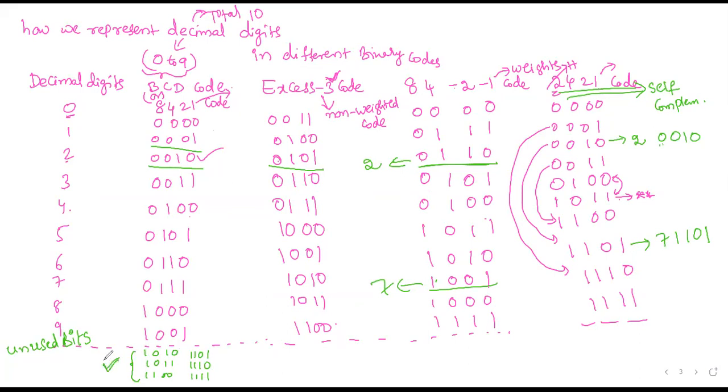Okay, remember this, it will be useful in unit 2. In XS3 code, what are the unused numbers? We are not using the first 3 combinations: 0000, 0001, 0010. We are not using this. And later 1101, 1110, 1111, we are not using. These are the unused combinations in XS3 code. Here, what are the unused combinations? Whatever you find, write down here. Here also you write down here.